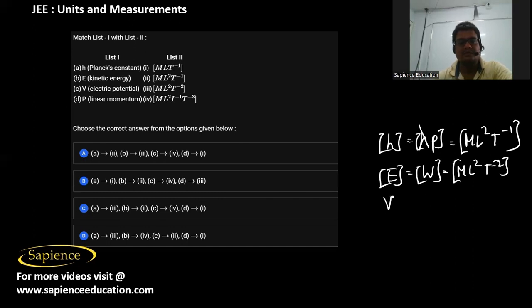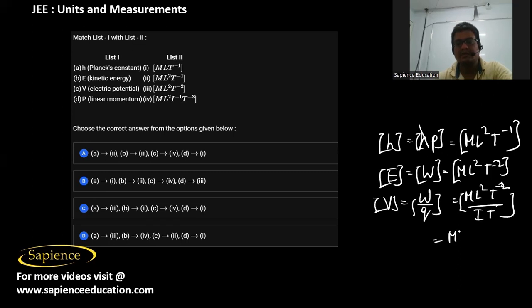And the dimensional formula for electric potential is equal to work done by charge. So that will be ml square t power minus 2 divided by charge, which is it. So that will be ml square I minus 1 t power minus 3. So it is the dimensional formula for electric potential.